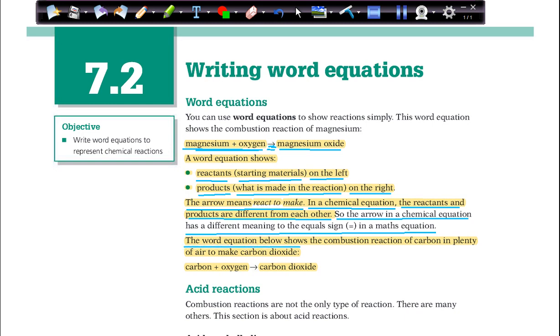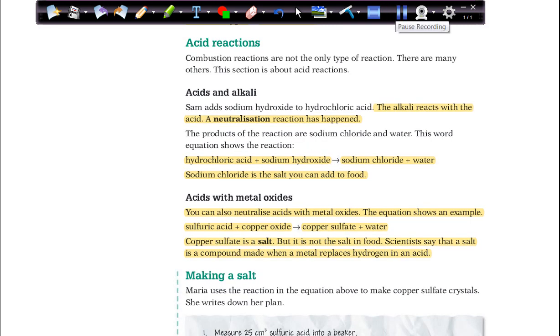The word equation below shows the combustion reaction of carbon in plenty of air to make carbon dioxide. Carbon plus oxygen give us carbon dioxide. Just react to make carbon dioxide. Okay, let's see the acid reactions. Combustion reactions are not the only type of reaction. There are many others. This reaction is about acid reactions.